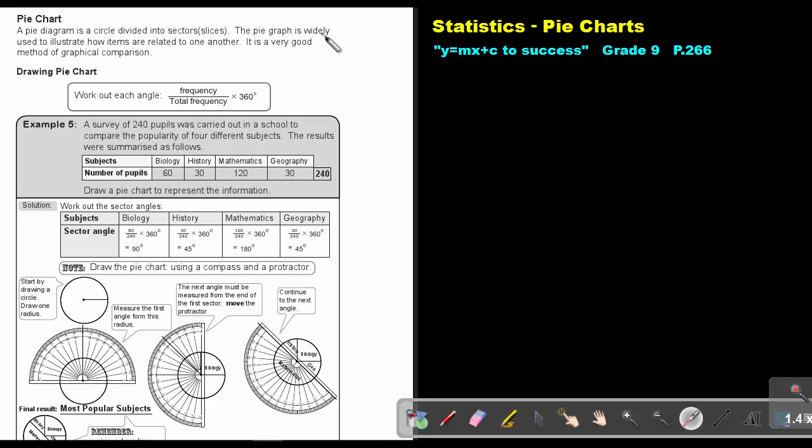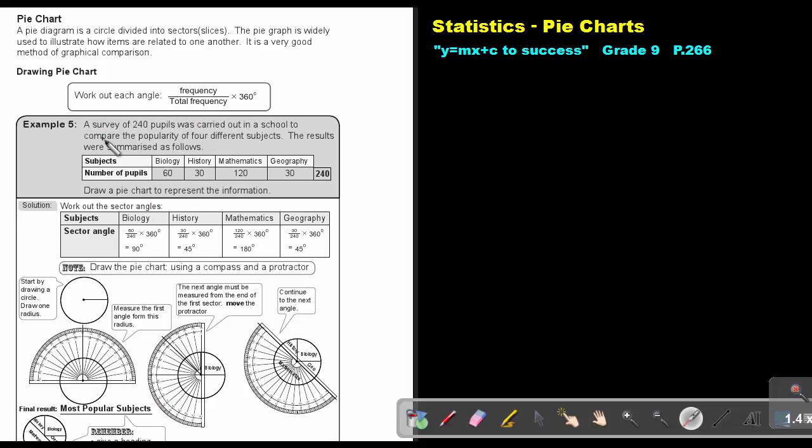The pie graph is widely used to illustrate how items are related to one another. It's a very good method of graphical comparison. Drawing a pie chart: work out each angle. This is very important. How do you do that? Take the frequency, divide it by the total frequency, and then multiply by 360. Why 360? Because it's a revolution. A circle is a revolution around a point, and that's 360 degrees.